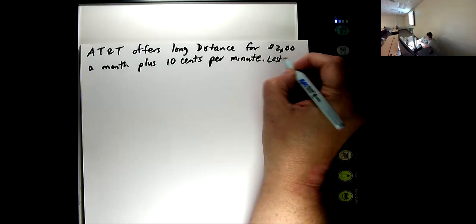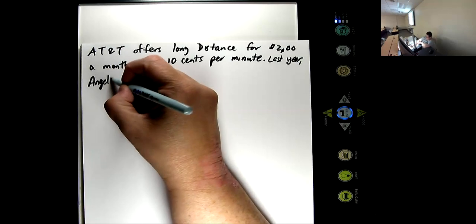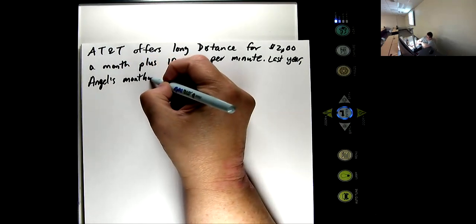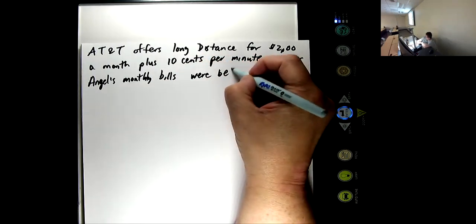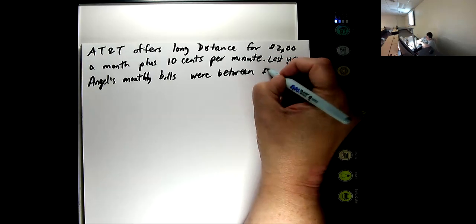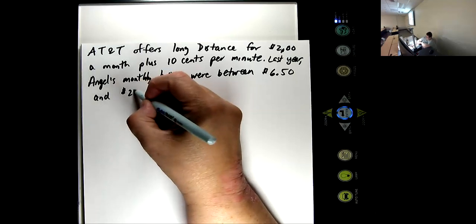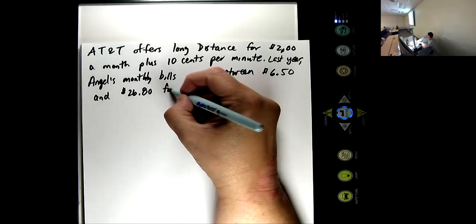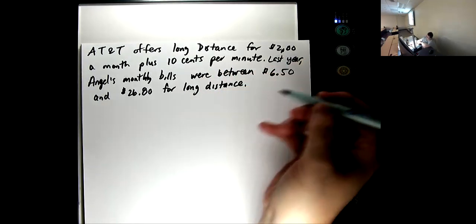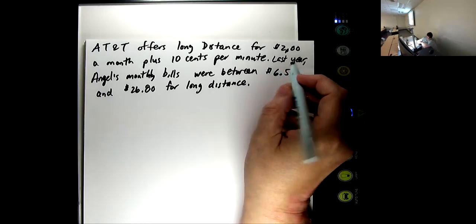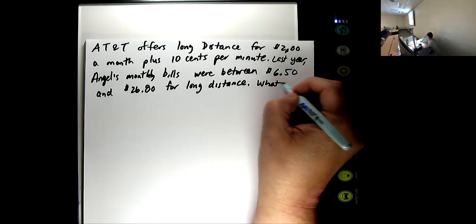Last year, Angel's monthly bills were between $6.50 and $26.80 for long distance. What was the range of monthly minutes?